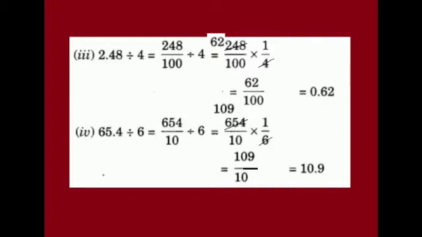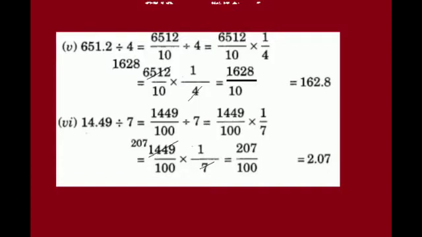Next, fourth subdivision, 65.4 divided by 6. 65.4 can be written as 654 by 10. That should be divided by 6. So 654 by 10 into the reciprocal of 6, which is 1 by 6. On cross cancellation of 6 and 654, we get 6 ones are 6 and 6 one hundred nines are 654. So 109 by 10, which is equal to 10.9.